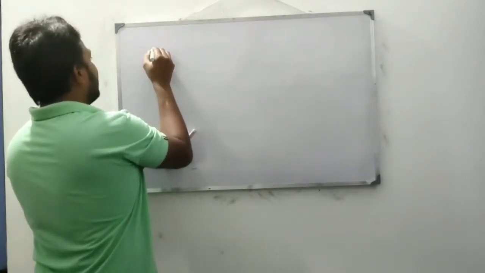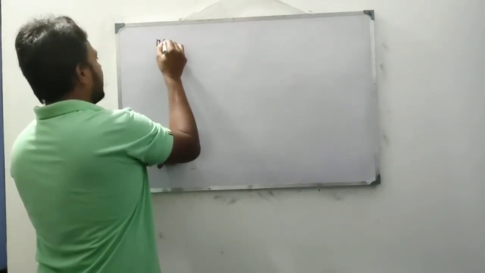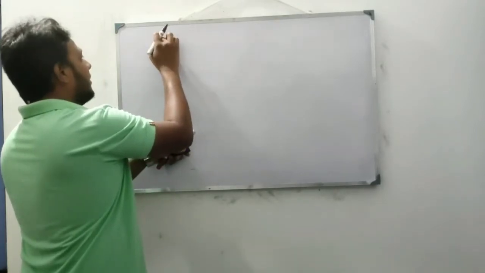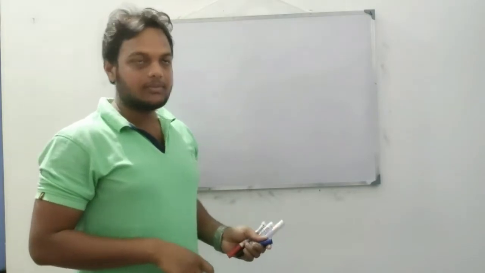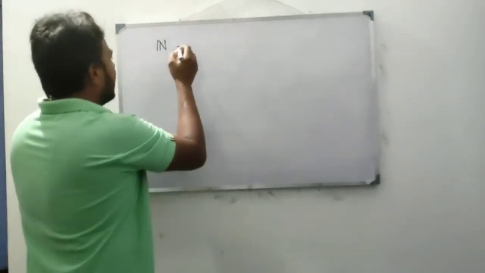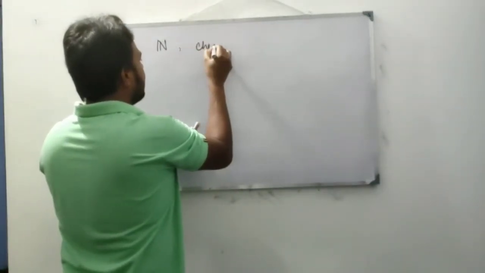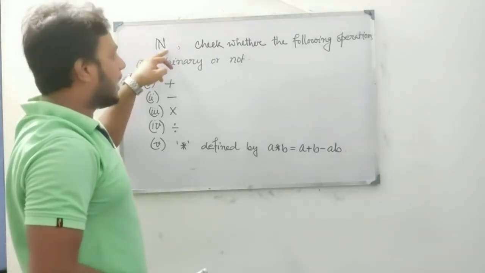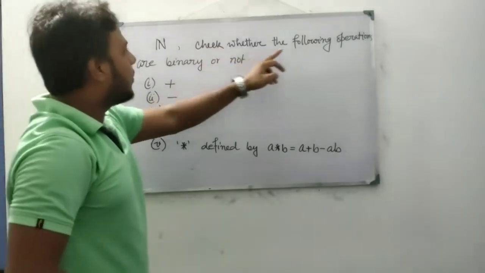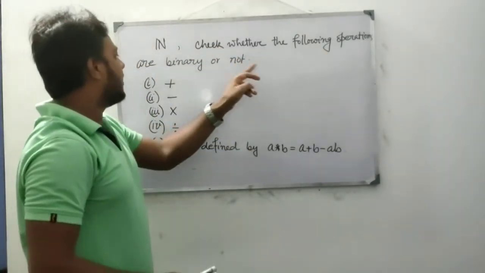Suppose we consider the set of natural numbers. Hope you know about natural numbers. Natural numbers mean 1, 2, 3, 4, 5, 6, all these things. Now, on the set N, that means the set of all natural numbers, check whether the following operations are binary or not.